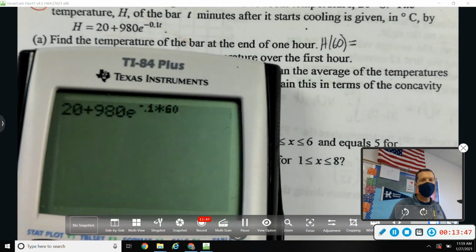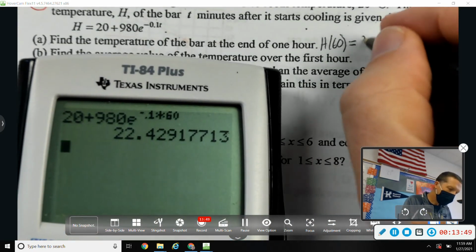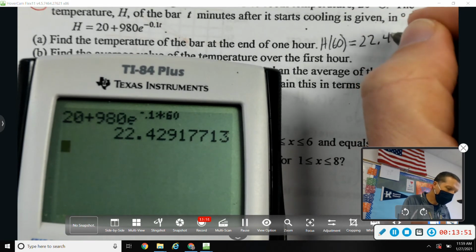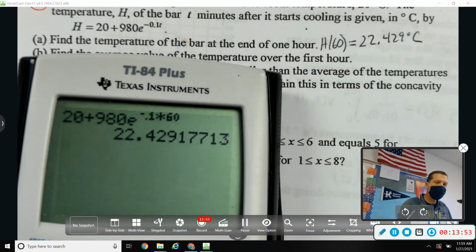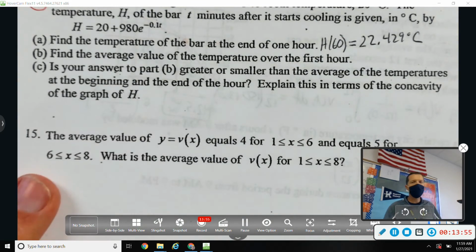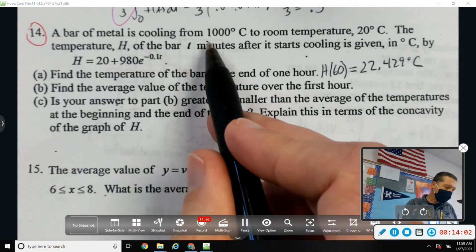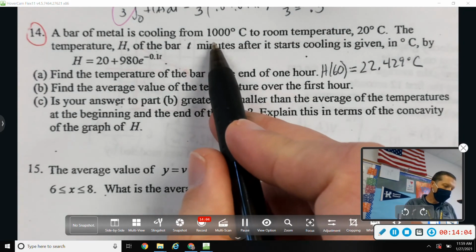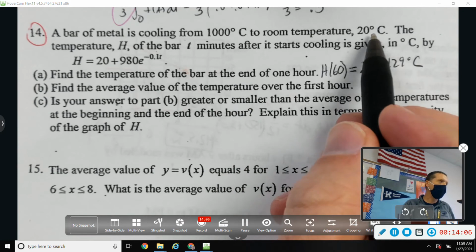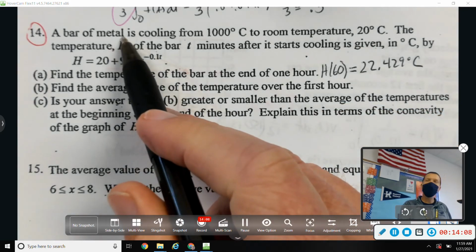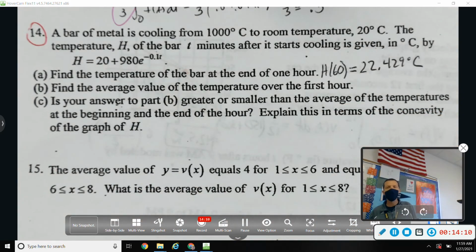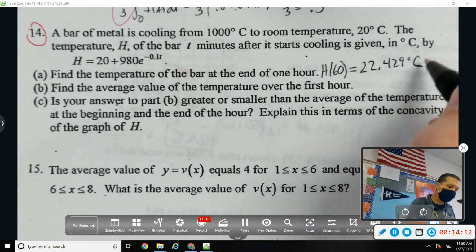So there's H of 60. 22.429 degrees C. Word problems mean just check and see if that makes sense. So if it starts at 1,000 degrees, that's really hot. But sitting in a room for an hour, and it's a metal bar, so metals don't hold their temperature really well. So I would say that's believable.